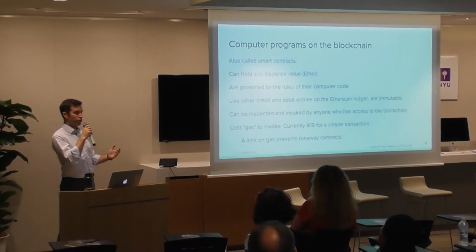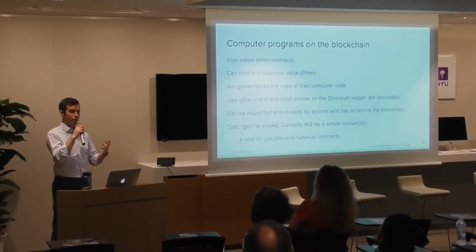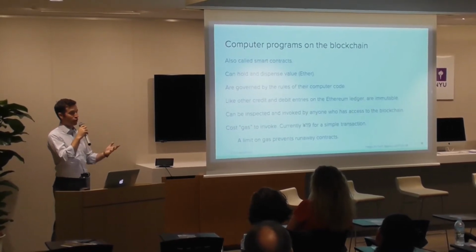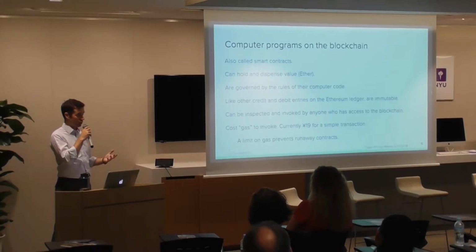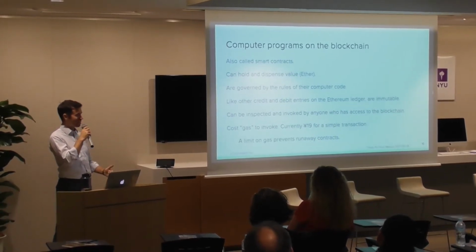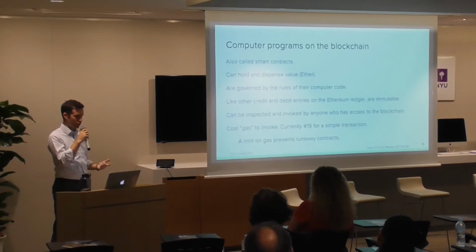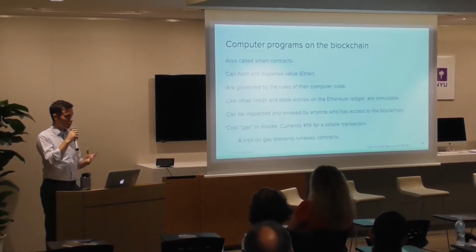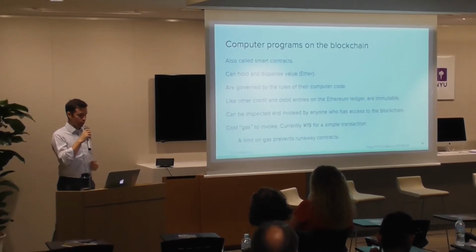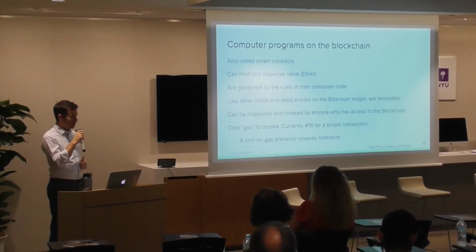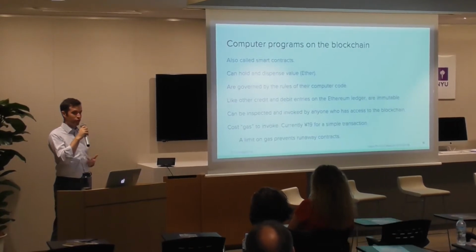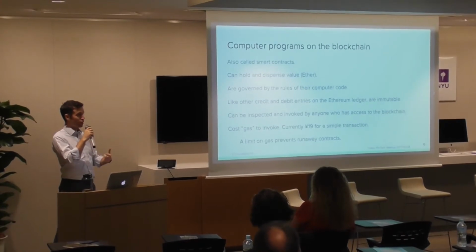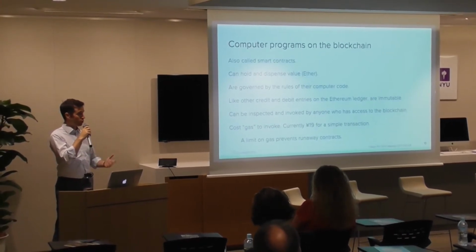So computer programs on the blockchain, and this is the fundamental difference between Ethereum and most of the blockchains that came before it, including Bitcoin: you can run any kind of computer program on the blockchain. So it allows you to do much more complex things. These are also known as smart contracts, which you may have heard of. They can hold and dispense their own value, or their own ether, and they are governed entirely by the rules of their computer code. They're immutable, and they cost gas, or a transaction fee, to invoke. And the concept of a limited amount of gas per transaction prevents runaway computer programs from running amok.